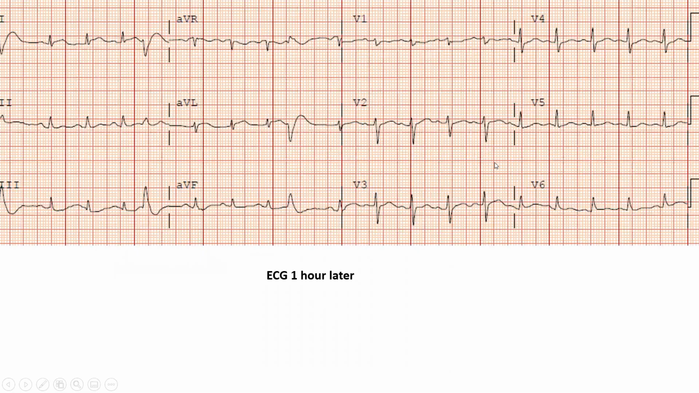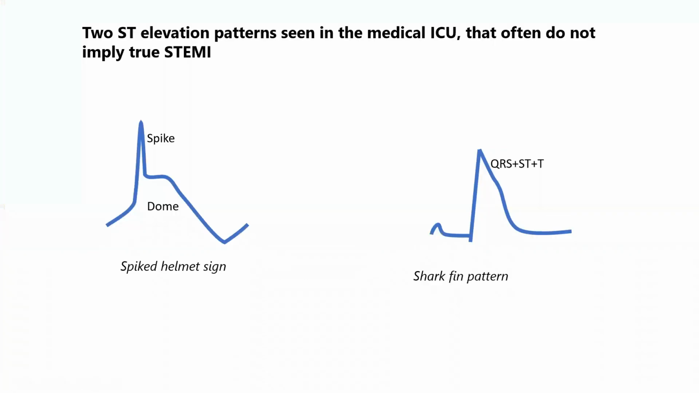Again, when you see shark fin pattern, it could be STEMI, but I have no data, no large series, telling me it's most often STEMI. Repeat EKGs and echo are the things that will help you in those patients. Your LV will be hyperdynamic rather than akinetic in those contexts. This patient, we repeated the EKG, and it normalized spontaneously.